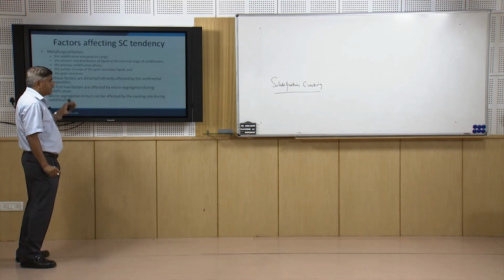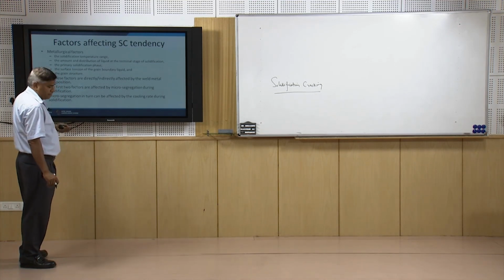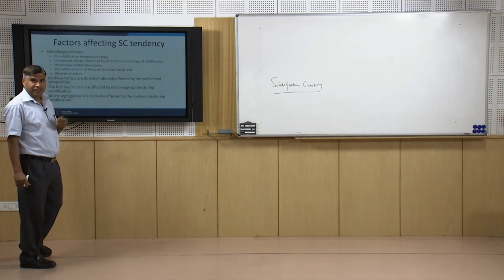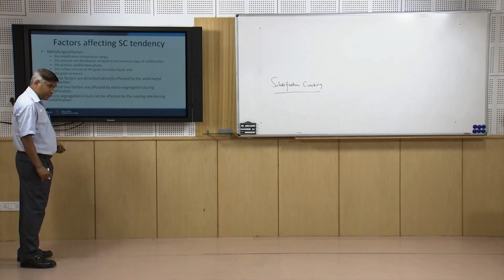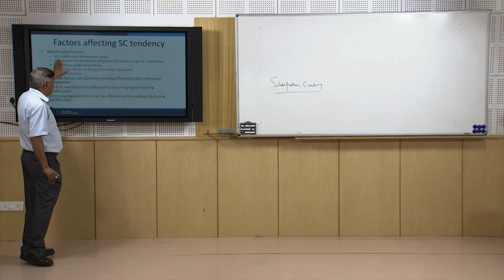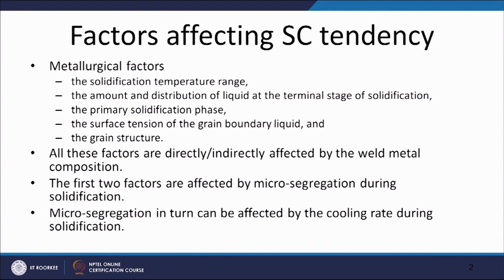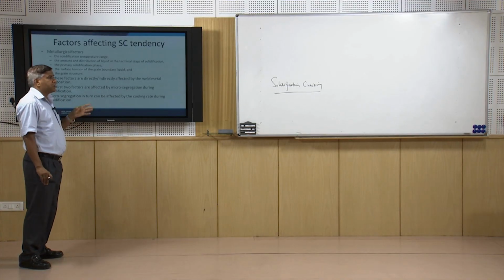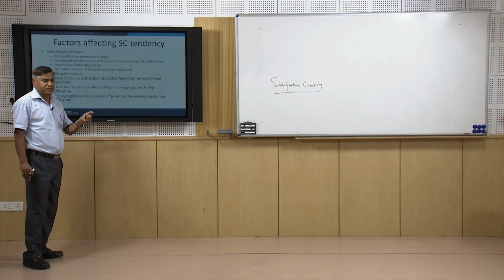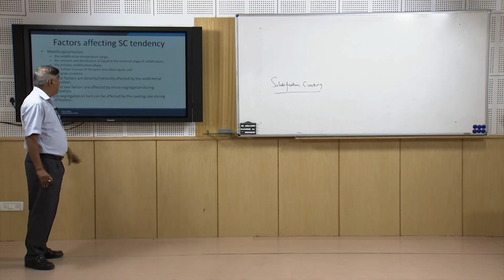So, as I have explained, there are two categories of factors that affect the solidification cracking. One is the metallurgical factor, and most of these metallurgical factors are influenced by the segregation tendency. So, the solidification temperature range: if the alloying elements are more or less, that will determine the solidification temperature range, because as the solidification proceeds, more alloying elements are rejected. That in turn will be determining the gap between the liquidus and the solidus.